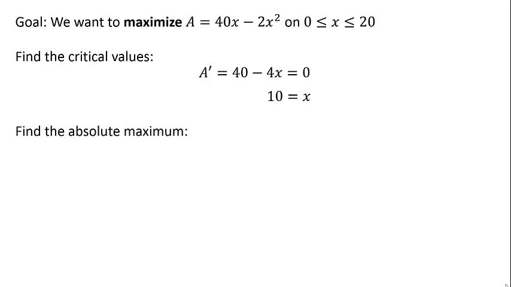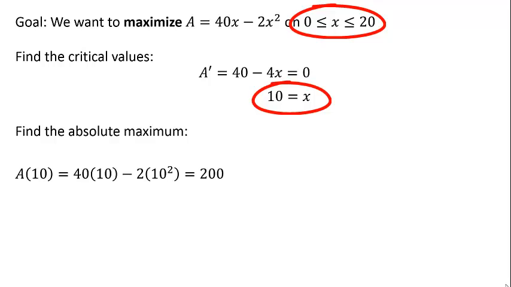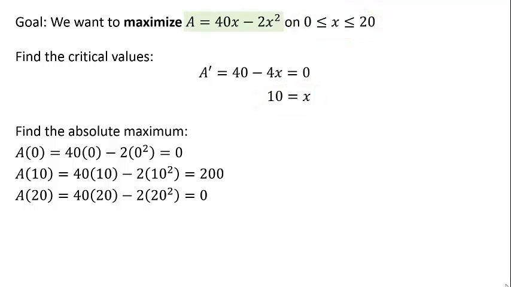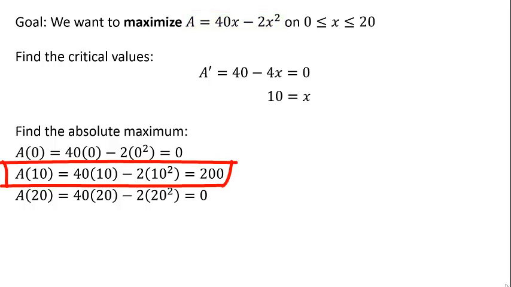Now we must check to find our absolute maximum. Since we are on a closed interval, we can evaluate our original function at our critical value of 10 and at the endpoints of our interval to see which value is the largest. So we plug in our critical value x equals 10 and our endpoints x equals 0 and x equals 20. Note that we are evaluating the original function here. The largest area is 200, which occurs when x equals 10.